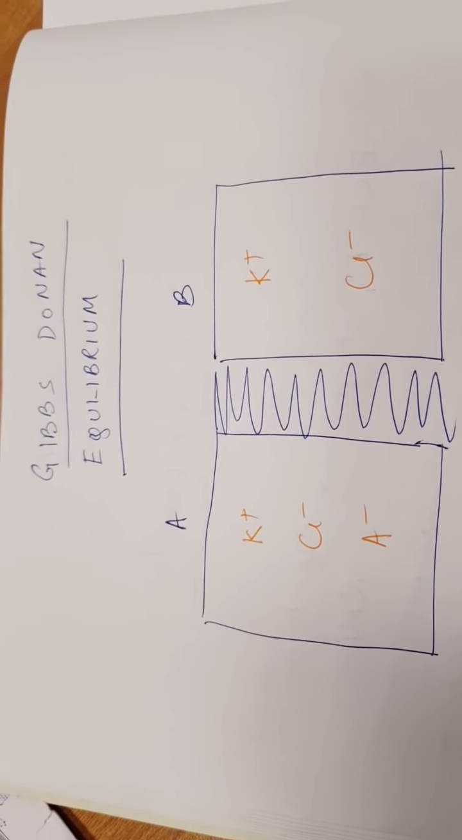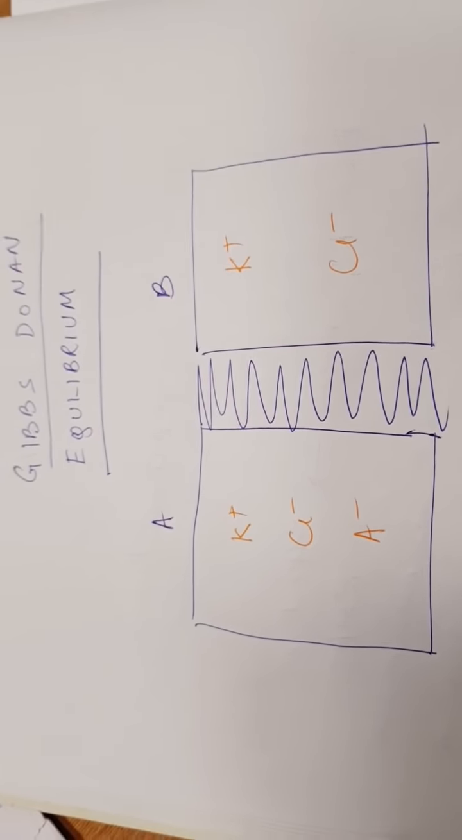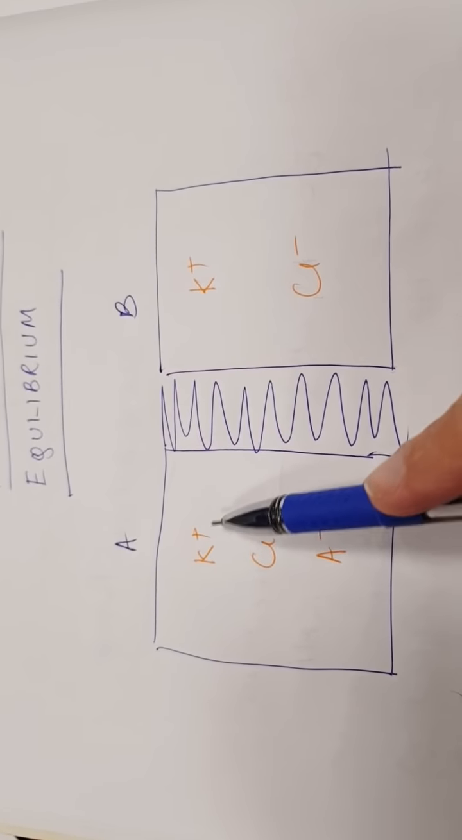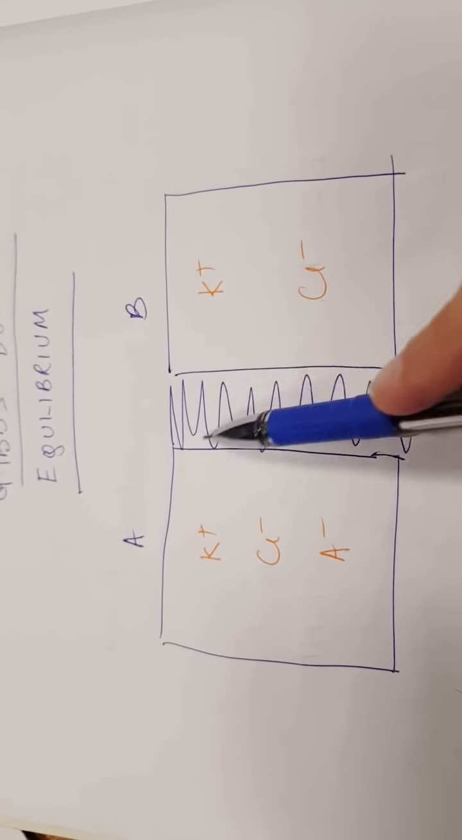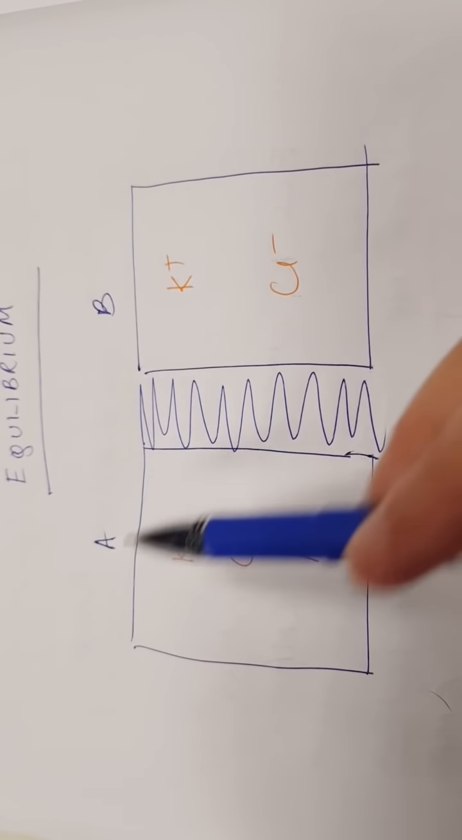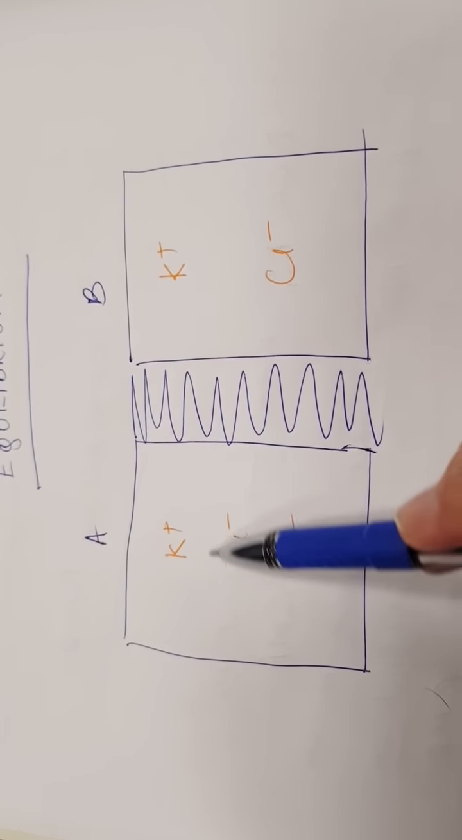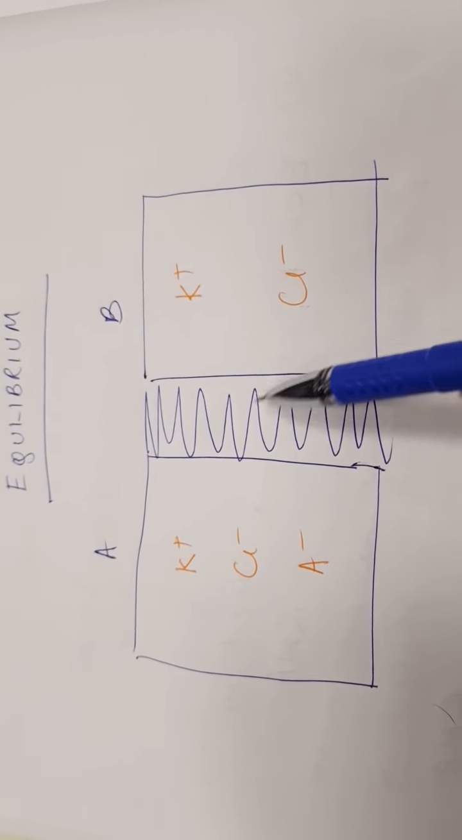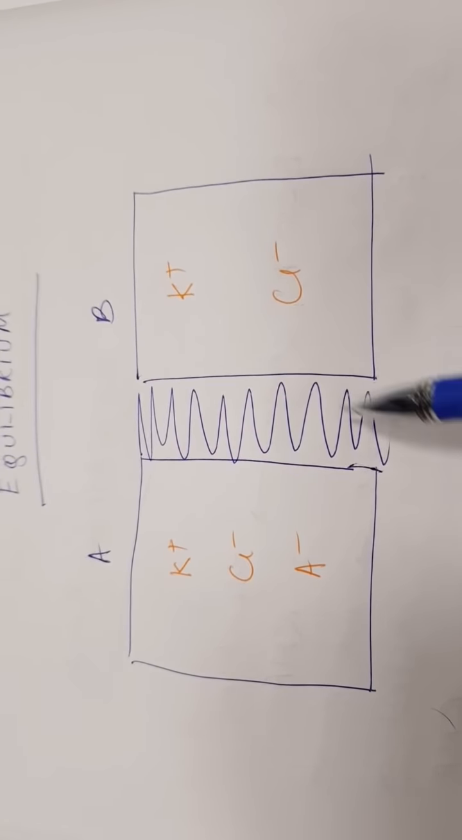Now let's go on to Gibbs-Donan equilibrium. These are two compartments containing ions which are separated by a semi-permeable membrane. Compartment A has potassium, chloride and an anion. Compartment B has potassium and chloride, and it is separated by the semi-permeable membrane. This semi-permeable membrane allows the movement of potassium and chloride but not the movement of the anion.